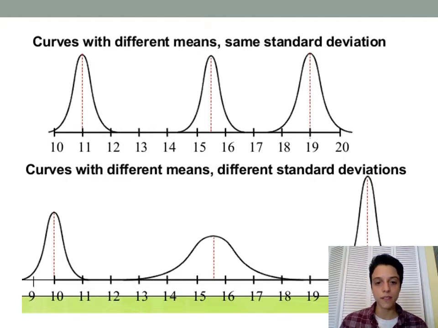And when you have a low standard deviation, it tells you that you're most likely to get values that are close to the mean. If you have a wide standard deviation, it tells you that you're more likely to get values that are farther away from the mean than you would if it were a smaller standard deviation. And it's shown graphically here.